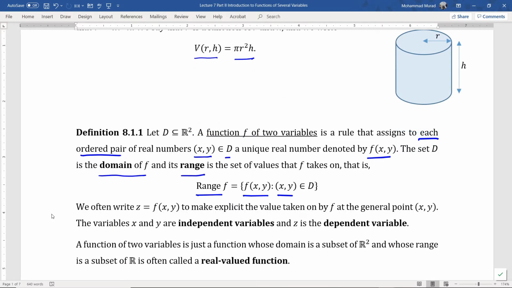We often write z equals f of x comma y to make explicit the value taken on by the function f at the general point x comma y in the domain. The variables x and y are independent variables, and z is the dependent variable.